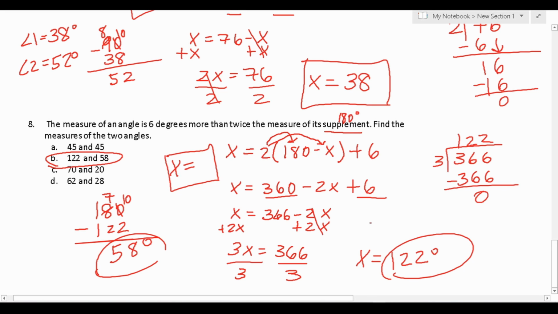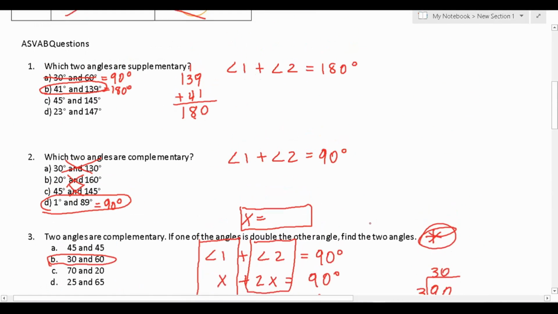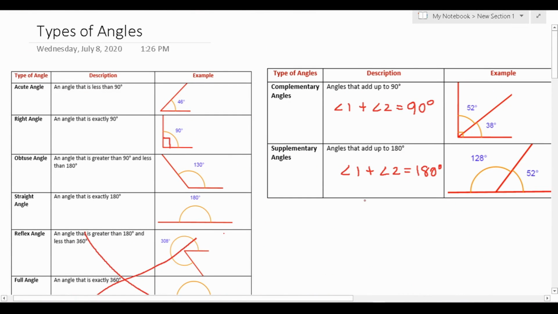All right, so that's it for today's video. I hope you found it helpful. As I mentioned at the start of this video, you absolutely need to know the definitions of these different types of angles. Above all else, you need to know how to manipulate the definitions of complementary as well as supplementary angles algebraically. You will absolutely see a question like that on the ASVAB.